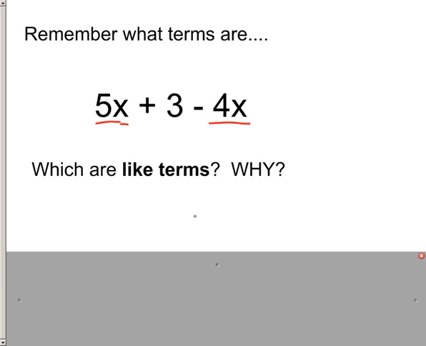So which are like terms? I would say 5x and 4x. So why? They have x's. I mean, if you're just wanting to look at the easiest way of saying, are they like terms? Well, if they both have the same variable, then by golly, they're like terms.